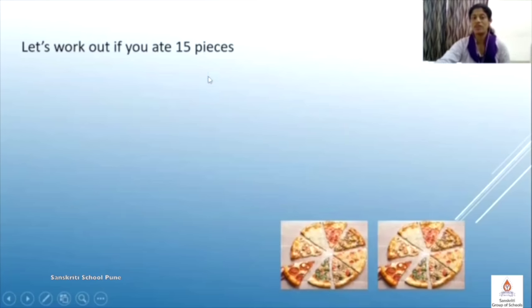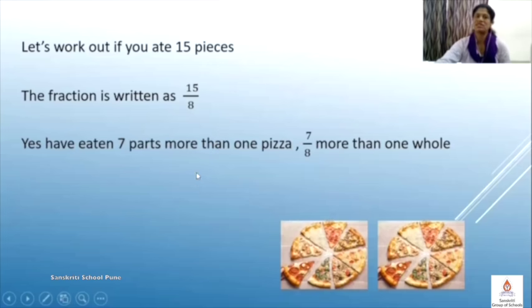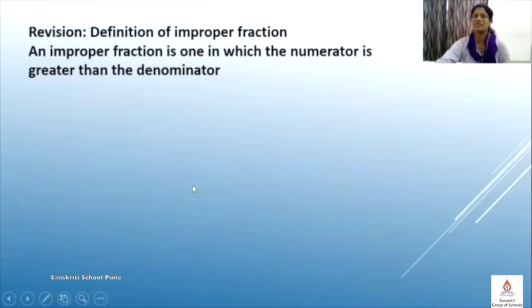Let's work out if you ate 15 upon 8 of a pizza. The fraction is 15 upon 8 and you have eaten 7 parts more than one whole pizza. Let's revise the definition of improper fraction. An improper fraction is one in which the numerator is greater than the denominator.